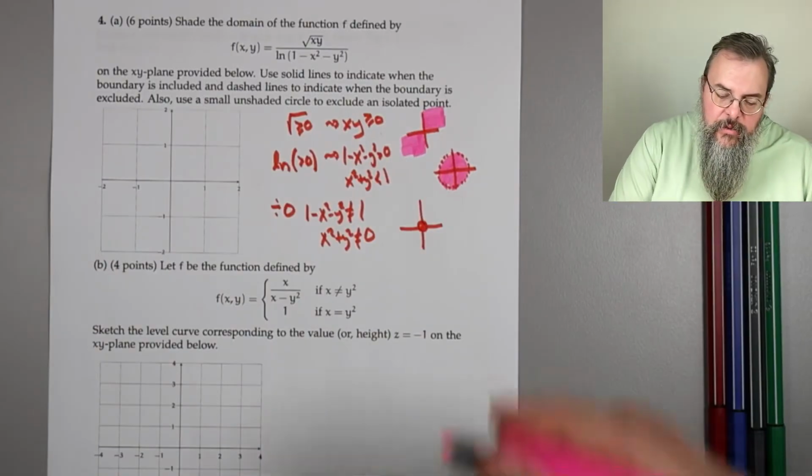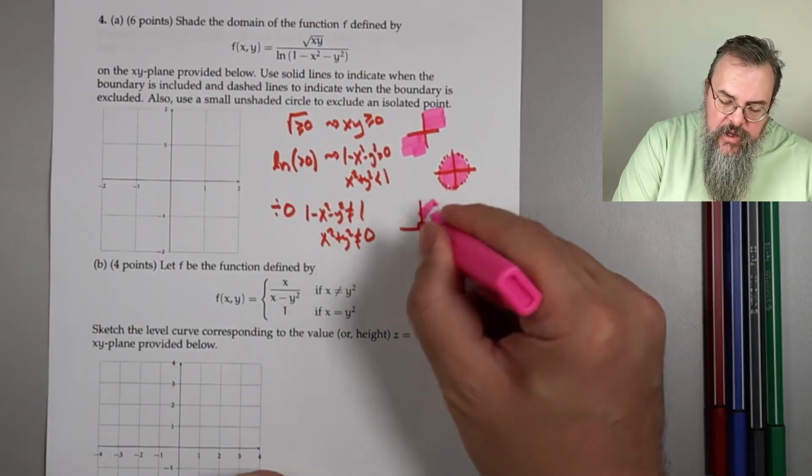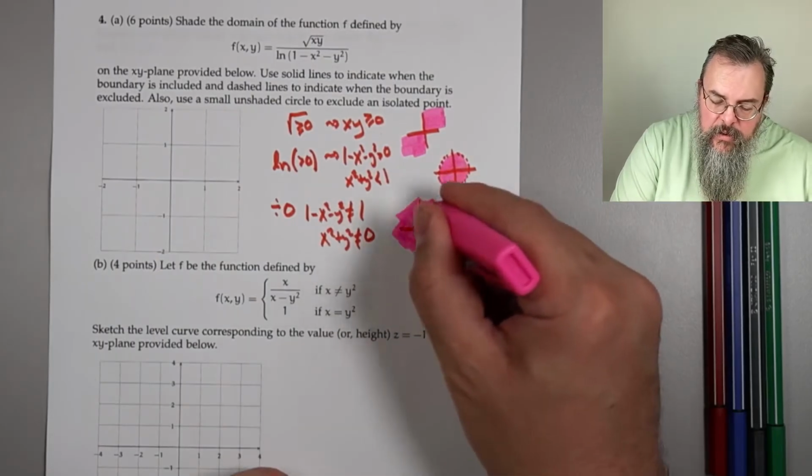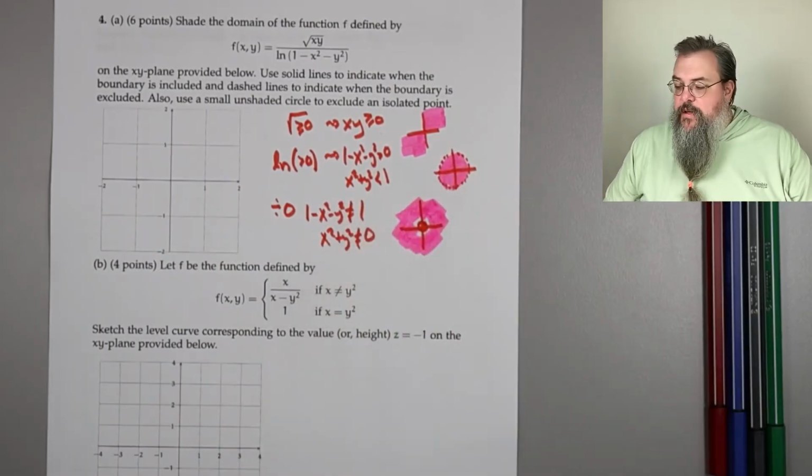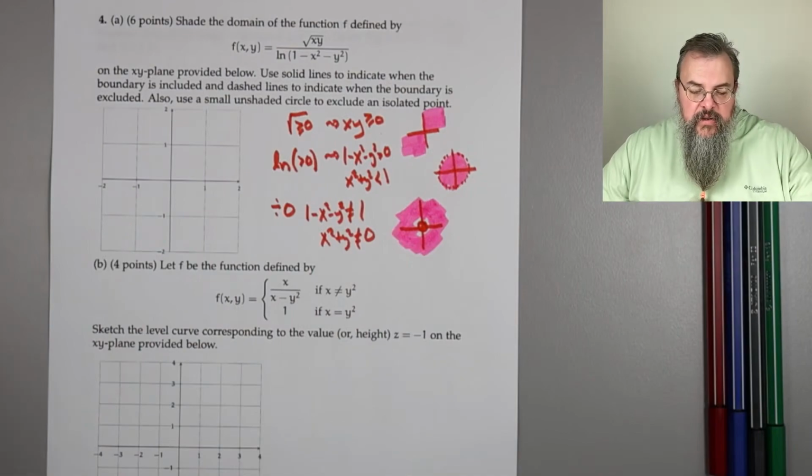So we say, all right, so what do we have? We have sort of these three things. We've got those three things. We just need to make sure we avoid those. So let's put it all together.